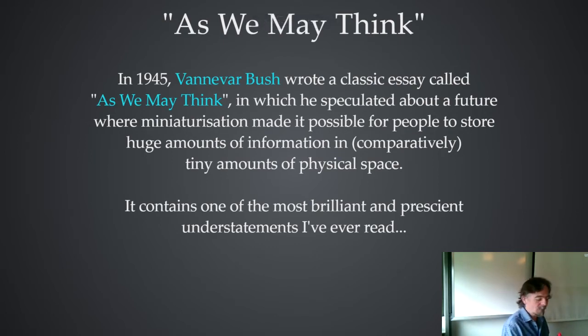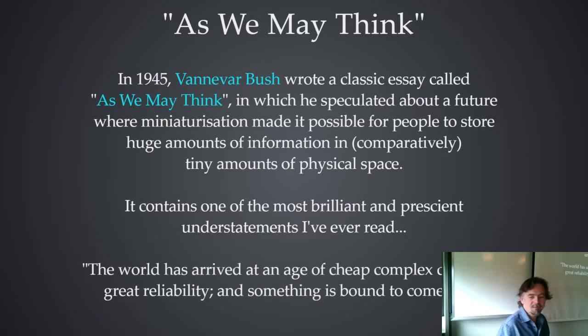Okay, but part of the reason I mention this, in addition to it being an interesting historical thing, is it's got a wonderful understatement in it where he's anticipating the future, and he says, "The world has arrived at an age of cheap, complex devices of great reliability, and something is bound to come of it." Something did come of it. The computer revolution, which absolutely hadn't started yet, but the seeds of it were maybe there, was basically what Vannevar was anticipating, even though he didn't know how it would be done, because there was a key piece of technology that hadn't been invented yet that he didn't know about.